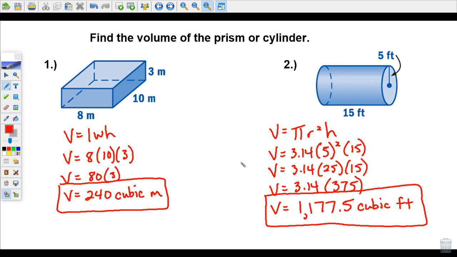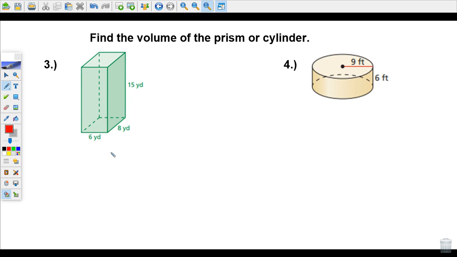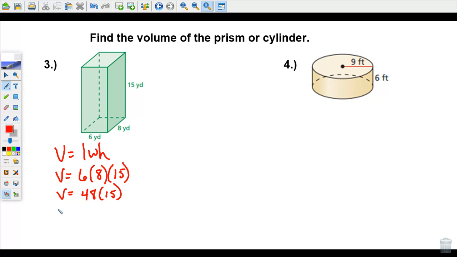Let's look at just a couple more here. Number 3, we have a rectangular prism. So we use length times width times height. Length is 6, the width is 8, and the height 15. Any order, doesn't matter. 6 times 8 is 48. Bring down the 15, and now do 48 times 15 to get 720 cubic yards.